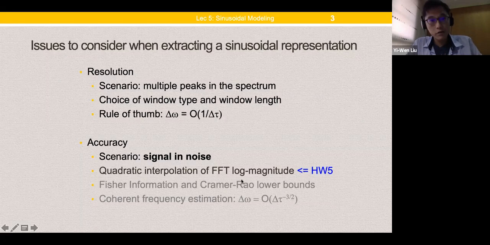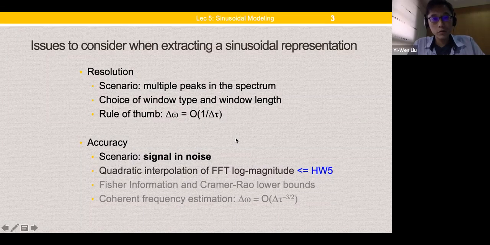Fisher information, Cramer-Rao: yes, there is a theoretical limit as to how accurately you can estimate a parameter, be it the frequency or amplitude of a sinusoid, or any other thing, phase. There is a theory behind that, but in this homework, we are going to estimate the peak locations and magnitude, and we are going to take a more practical approach. I'll ask you to implement quadratic interpolation of the log magnitude spectrum. We'll talk about that, and that's to deal with the issue of accuracy.